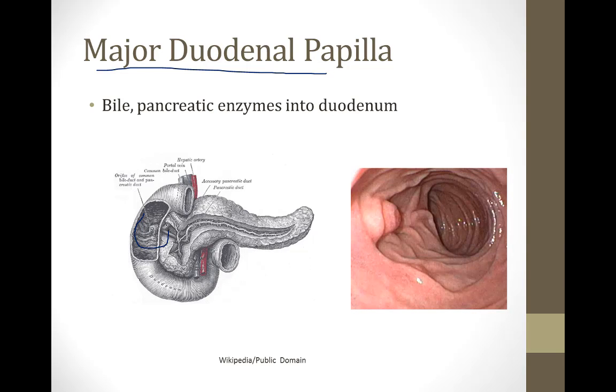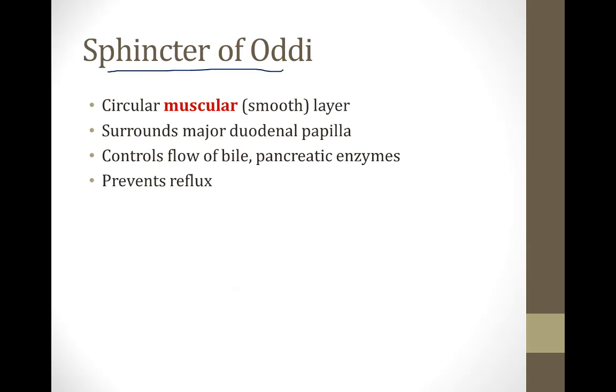The major duodenal papilla is that hole that the ampulla of Vater empties into the duodenum. You can see it on this picture here. It's a little bump in the wall of the duodenum. You can also see it when you do an endoscopy and put a camera into a patient's small intestine. The sphincter of Oddi is a circular muscular layer. It's smooth muscle that surrounds the major duodenal papilla, and it controls the flow of bile and pancreatic enzymes. When the sphincter of Oddi relaxes, bile and pancreatic enzymes can flow into the duodenum. When it constricts, they cannot flow, and it constricts to prevent reflux of contents in the duodenum back into the bile ducts and the pancreatic ducts.